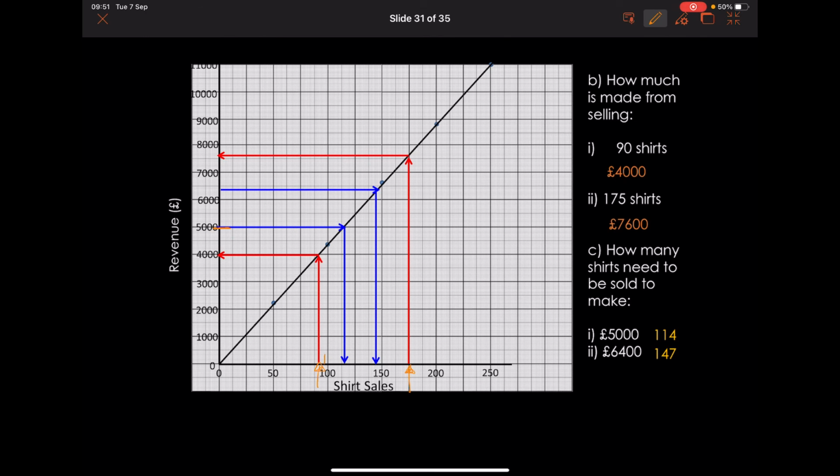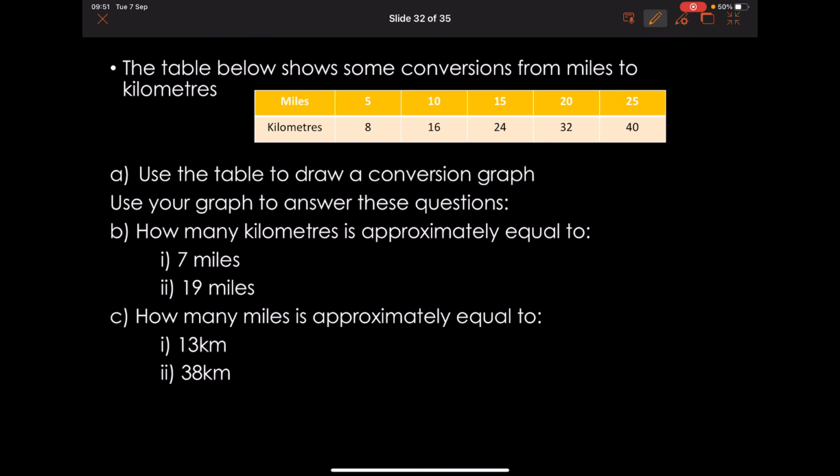Okay, so I hope that was clear then, and you understand how to use those conversion charts. Now there is one more type of conversion chart that you might have to use, and that's converting miles to kilometres. So it says here that the table below shows some conversions from miles to kilometres. You're going to have to do exactly the same, draw the graph and answer the questions. So again, if you've got some graph paper, have a go at that and then press play for the answer.